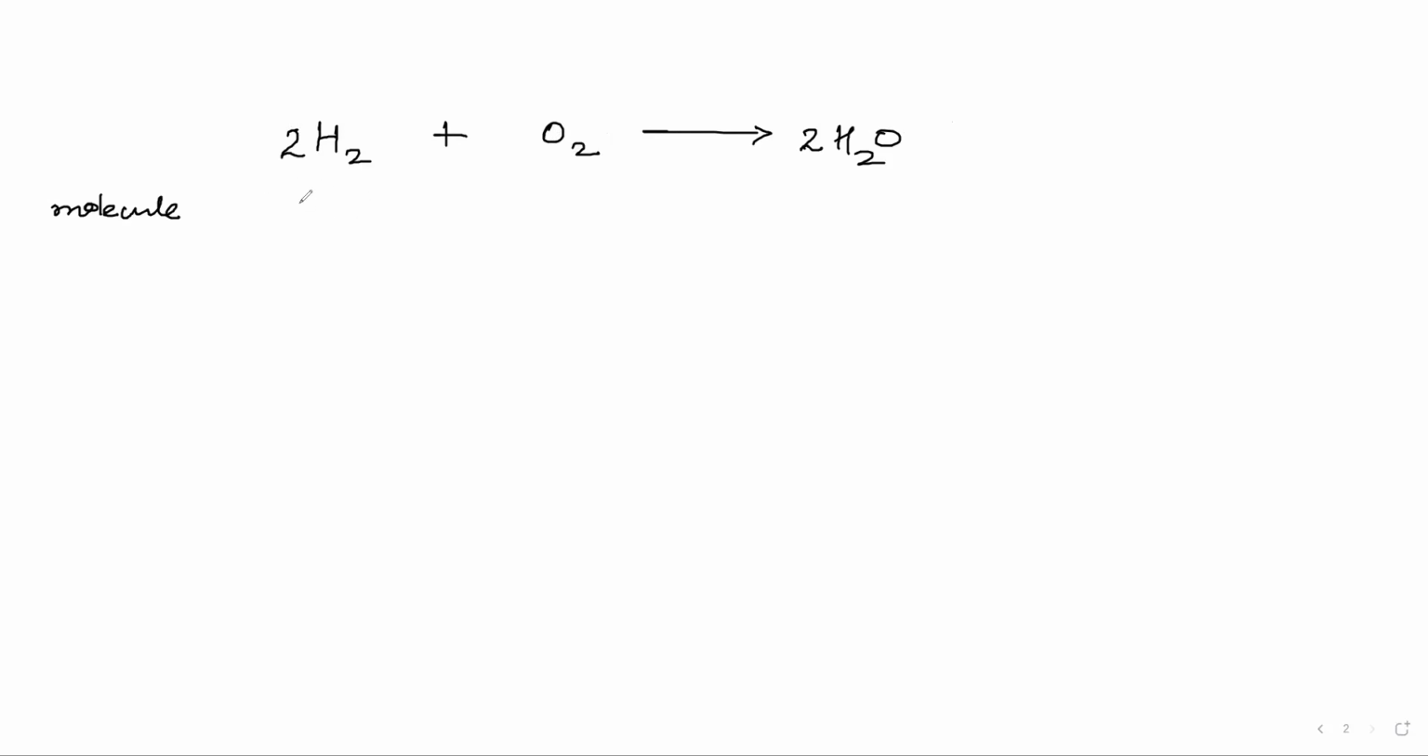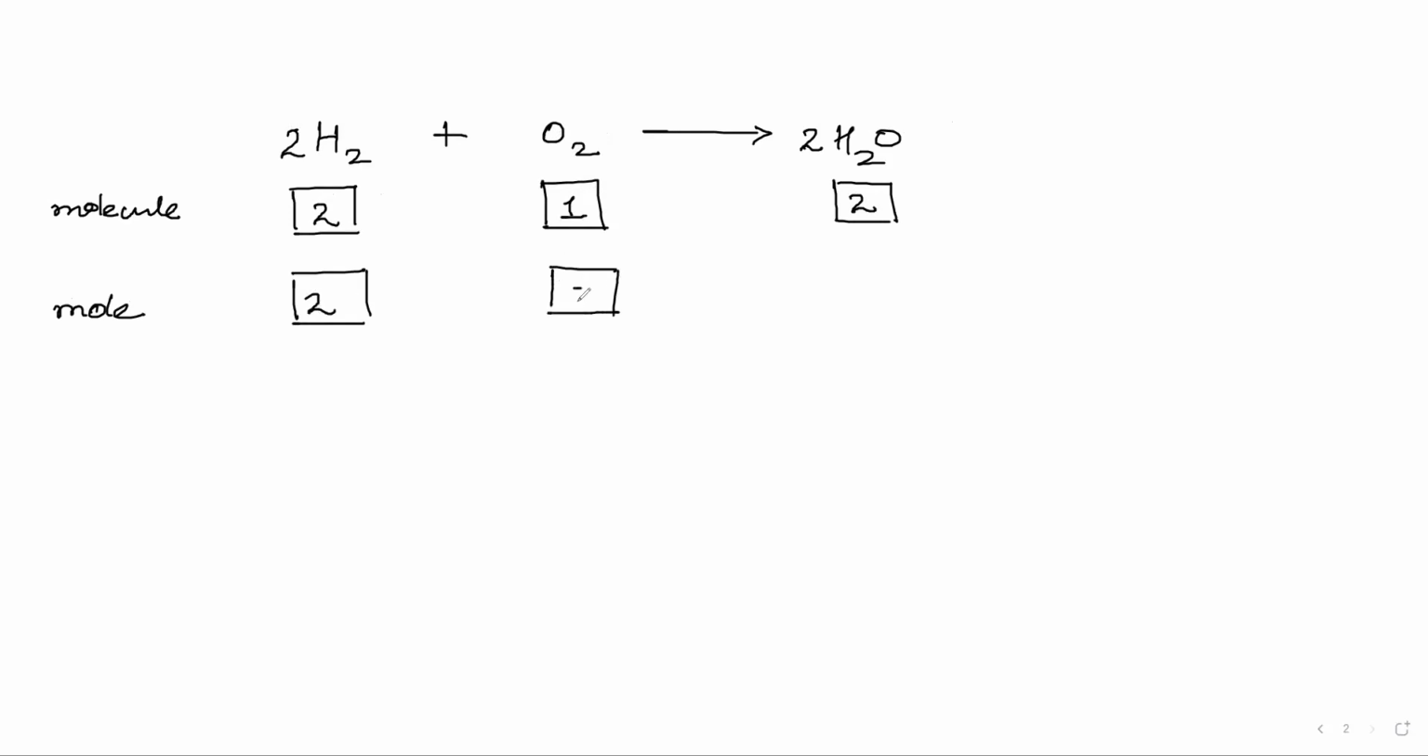Now, what should I write here? Tell me in molecules. How many H2? 2 molecules of H2. Very good. And 1 molecule of O2, 2 molecules of H2O. Very good. Now, what about the molar picture? What should I write in moles? 2 moles of H2 and 1 mole of O2 will give 2 moles of H2O. Very good. Now, tell me the mass picture here.